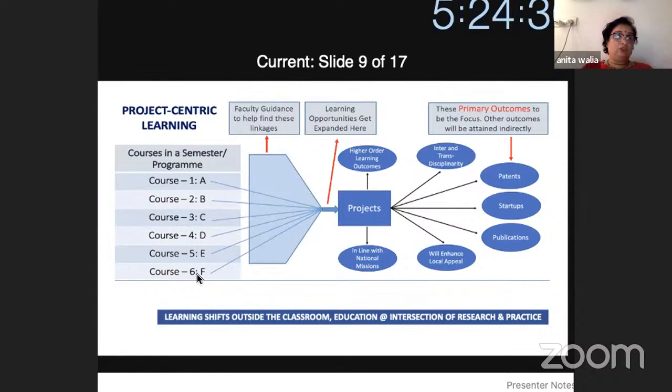My suggestion is, faculty guidance is required a lot in this. The project should have a higher order, because a project is always higher order learning or application based learning. It should also be in line with the mission, because let me tell you students, you are not doing these projects only for the certificate. You never know, some of your projects can become a business.